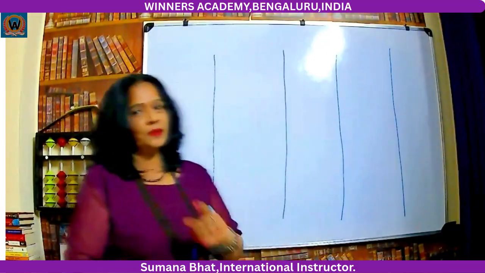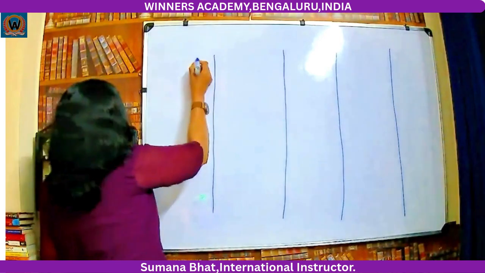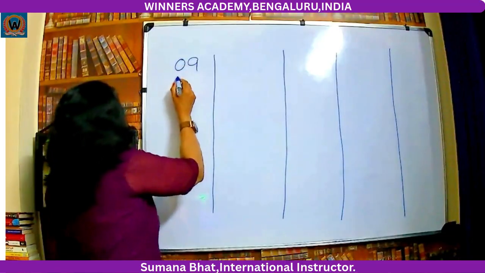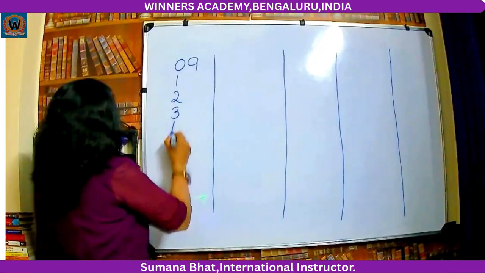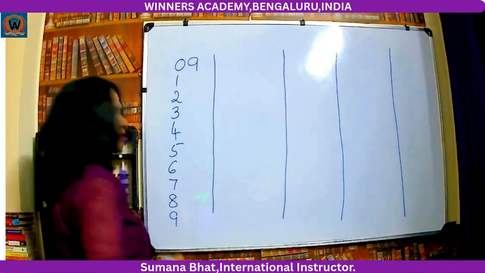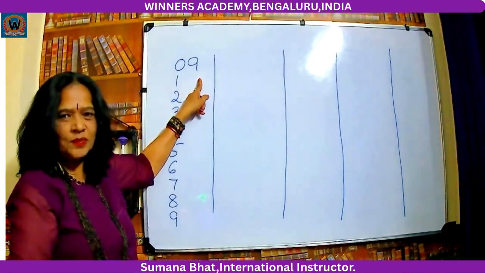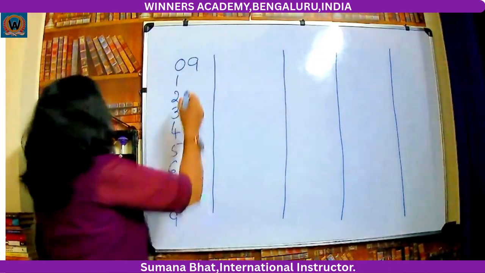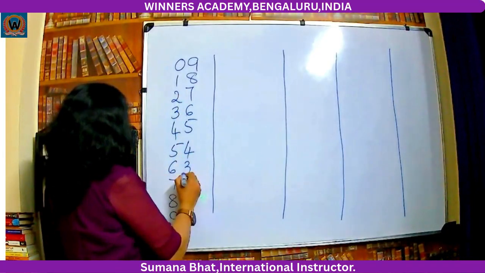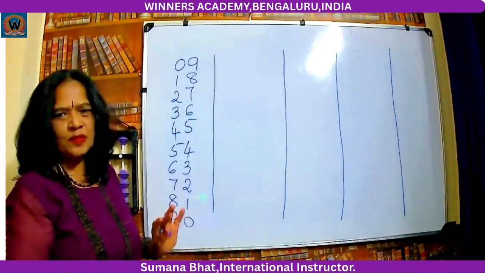Let us start with the tables of 9. Okay, 9 tables we write first. 9. What we should do, first add a 0 here, write 1, 2, 3, 4, 5, 6, 7, 8, till 9. Okay, 0 to 9. For the units place, write it in the descending order. 9, 8, 7, 6, 5, 4, 3, 2, 1, and 0. That is the table for 9.